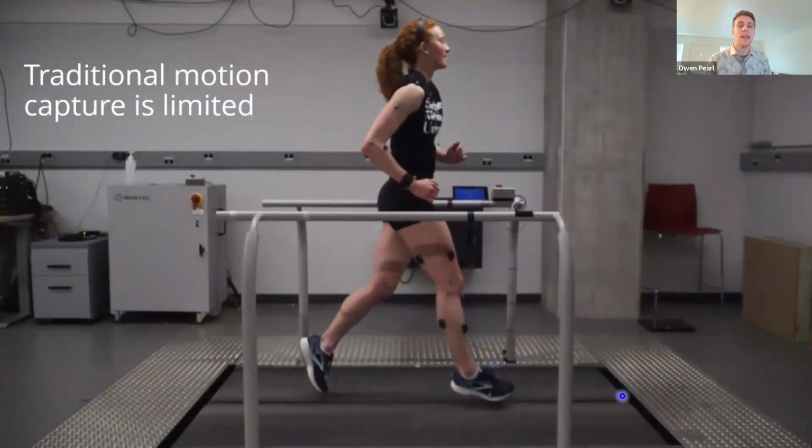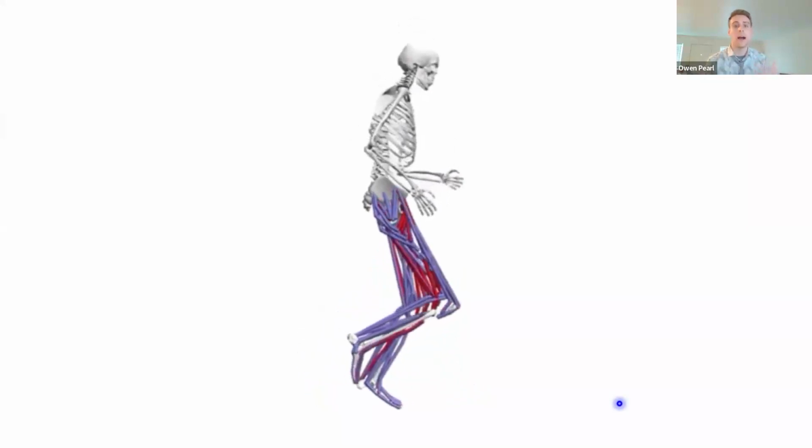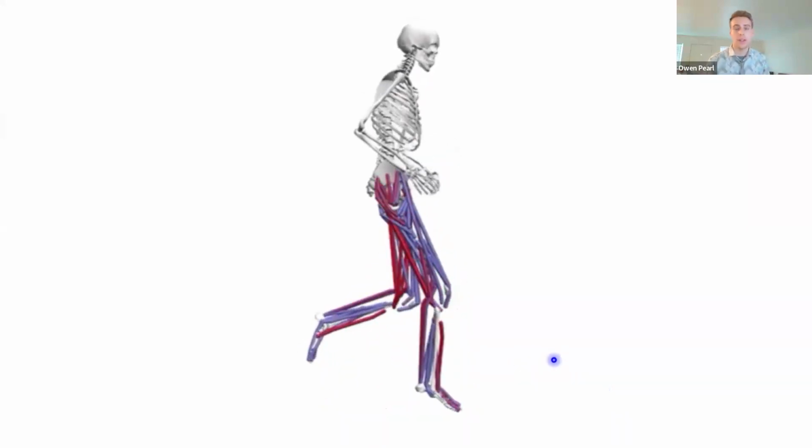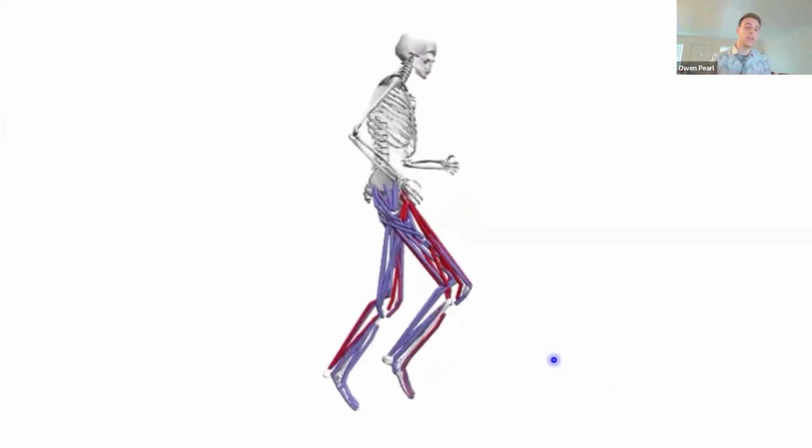So traditionally, we would capture an individual's motion using these stationary infrared cameras, these motion capture markers on their body, and an instrumented treadmill. When we use that technique, we are able to learn, though, about the joint angles and body forces with enough accuracy to try to inspire or design a lot of these rehabilitative treatments.